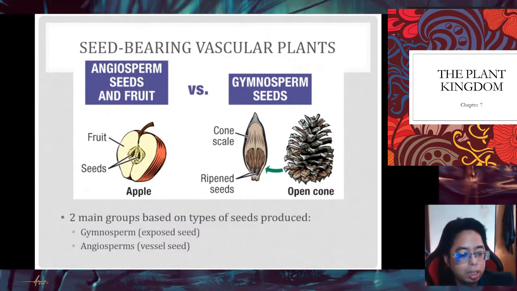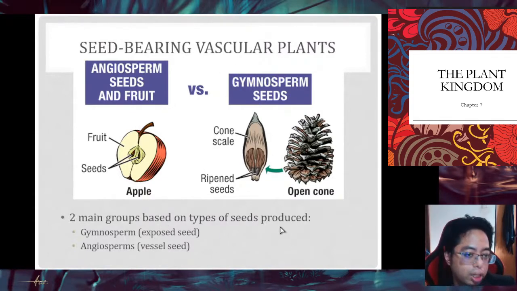Now we move quickly to seed-bearing vascular plants. In this case, they have something that the fern doesn't have: seeds. This means the embryo is surrounded by a tough covering, and then it might be covered by a sweet covering called the fruit. So you have gymnosperm and angiosperm. Gymnosperm is an exposed seed. As you can see here, there is a seed without fruit surrounding it.